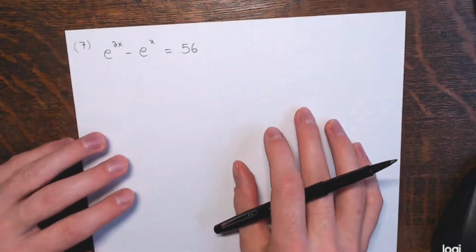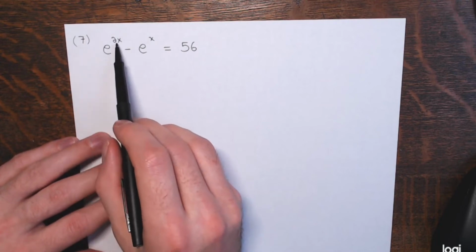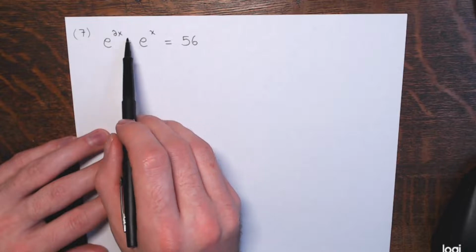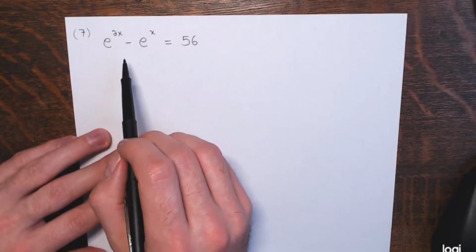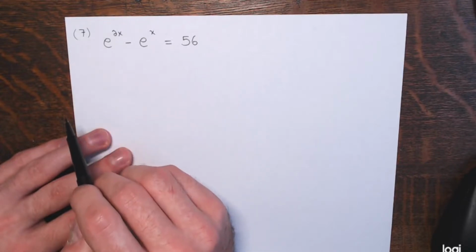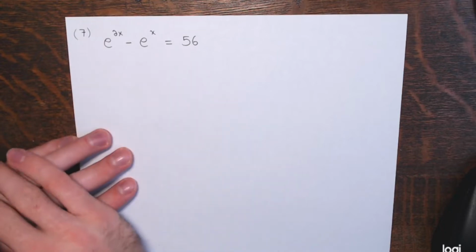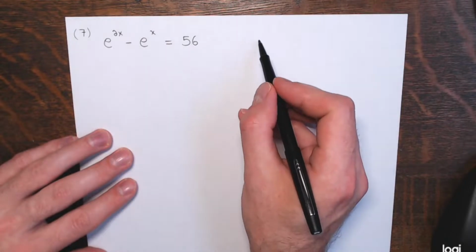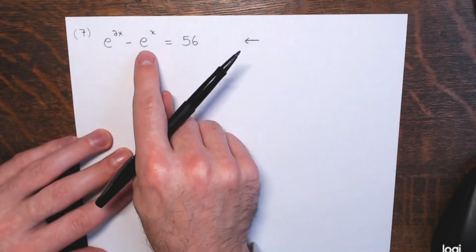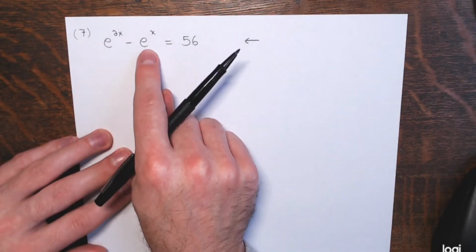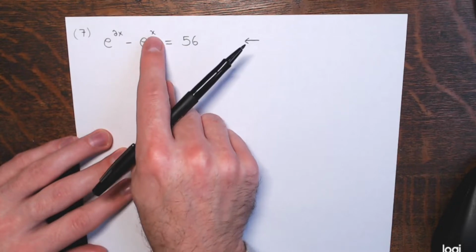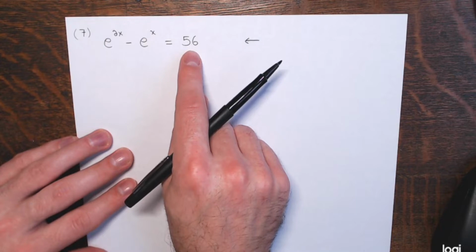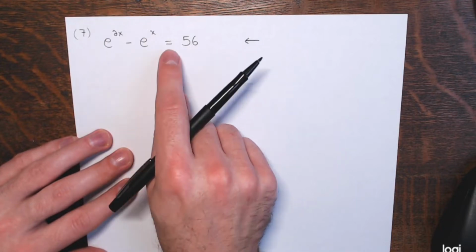So here, say e to the 2x minus e to the 1x. These are not like terms. These do not have the same base and power. You cannot put these together. Equals 56. Because I have these two different expressions, they're not like terms, same base but different powers, and this is not 0 over here, it's a constant. So I can't solve this like earlier problems.